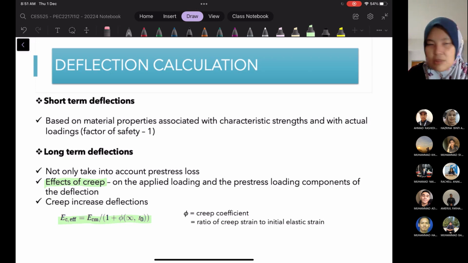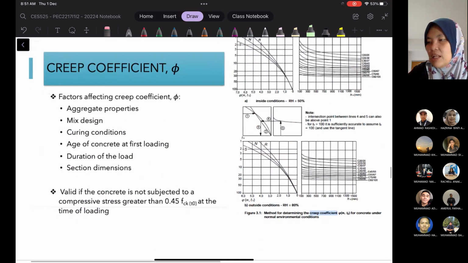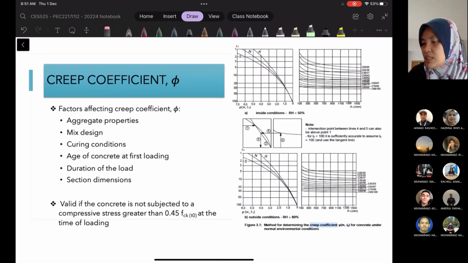The creep coefficient, you have already learned previously in your RC design, right? At our level, you are just going to apply the value. So this is the table we can see from figure 3.1. The creep coefficient can be determined based on this, where the value depends on the aggregate properties, the mix design, the curing conditions, the age of concrete at first loading, the duration of the load, as well as the section dimensions.